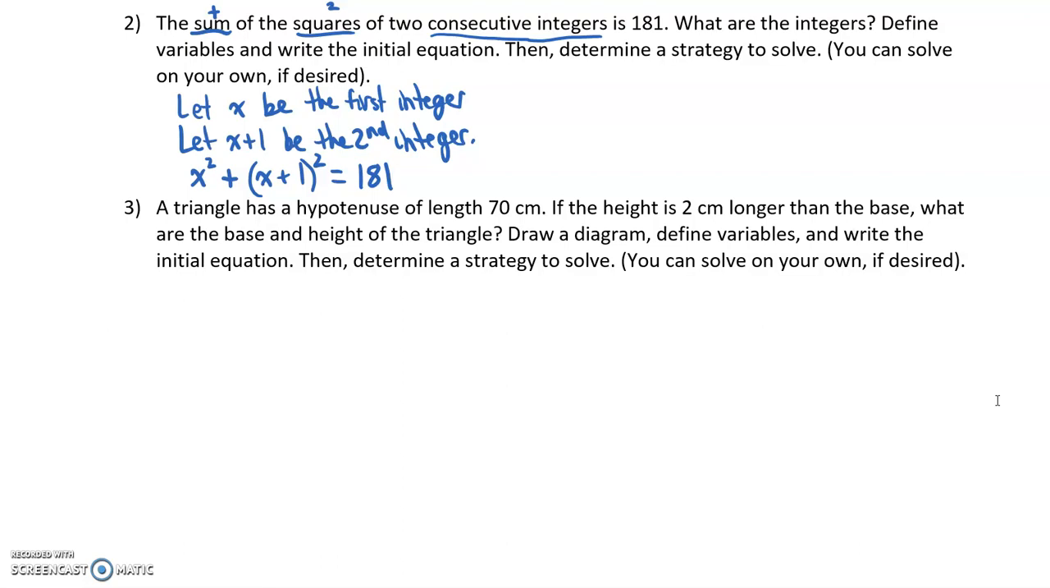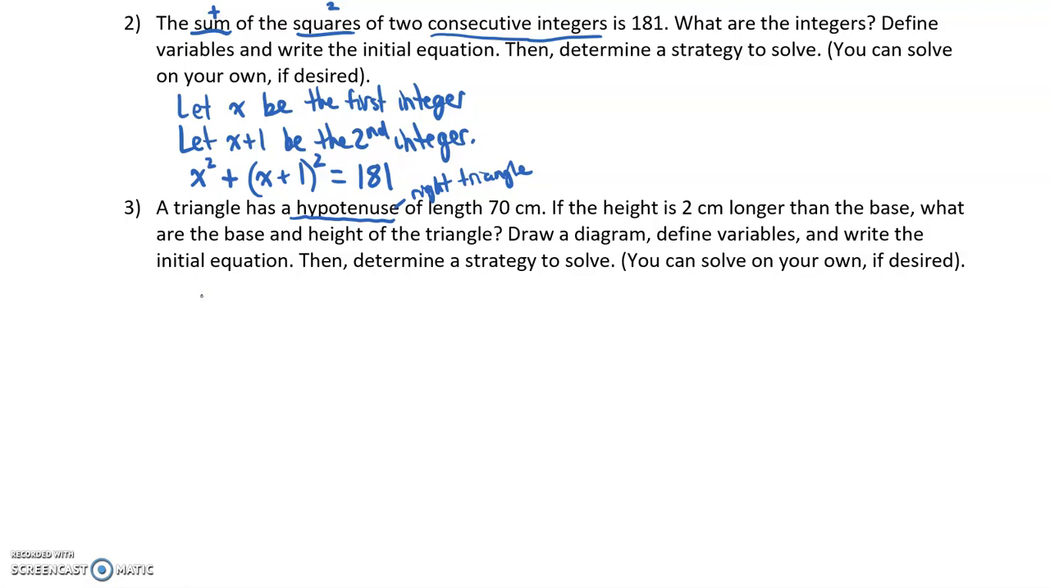The next question says, a triangle has a hypotenuse of length 70 centimeters. As soon as you see that word hypotenuse, that ought to give you a hint of something. That means it's a right triangle. If the height is 2 centimeters longer than the base, what are the base and height of the triangle? Draw a diagram to find variables and write the initial equation. Then determine a strategy to solve.